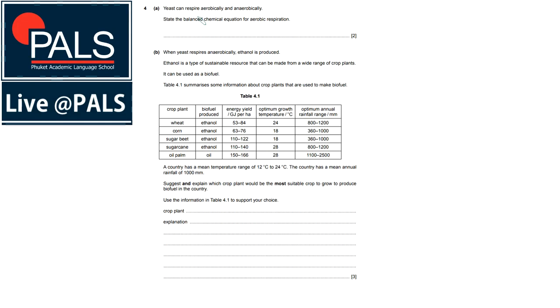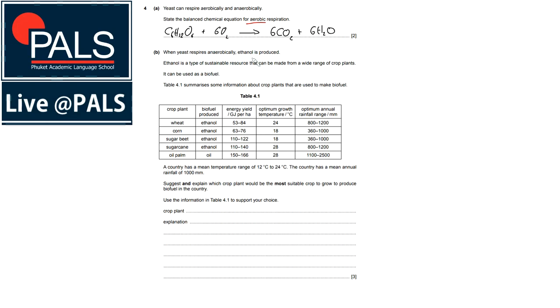Yeast can respire aerobically and anaerobically. State the balanced chemical equation for aerobic respiration. We know respiration uses glucose. Glucose is C6H12O6. We need oxygen to break it down, specifically 6 oxygens, and it will break down to 6 carbon dioxides plus 6 water molecules. A lot of 6s in here. This is probably best memorized.